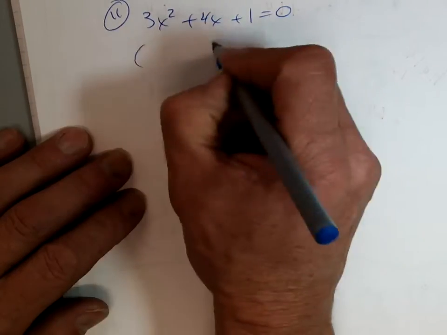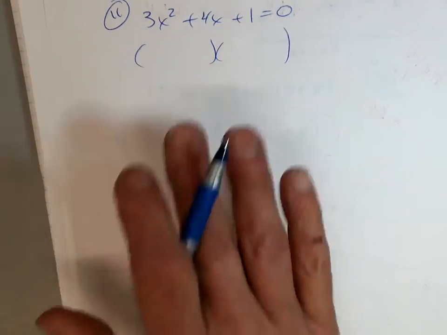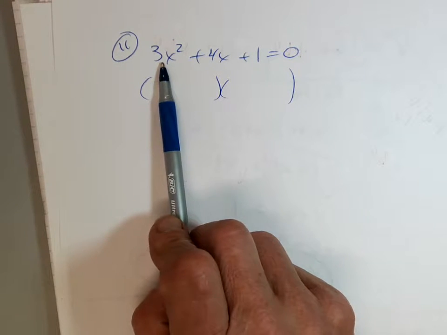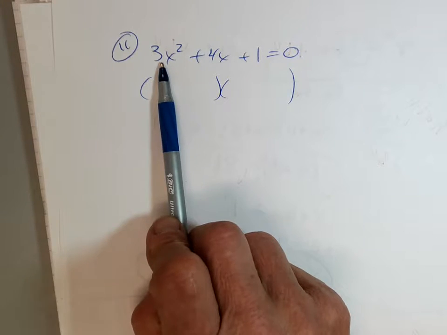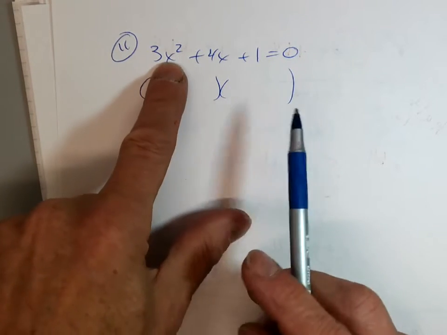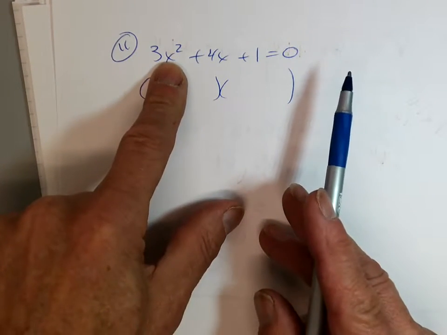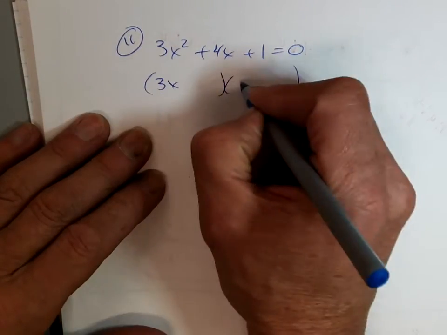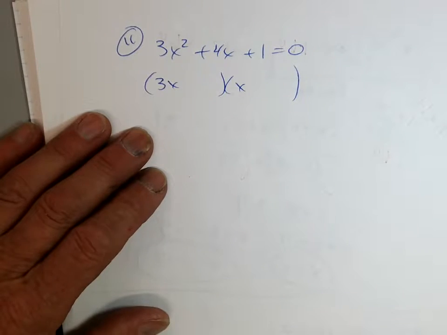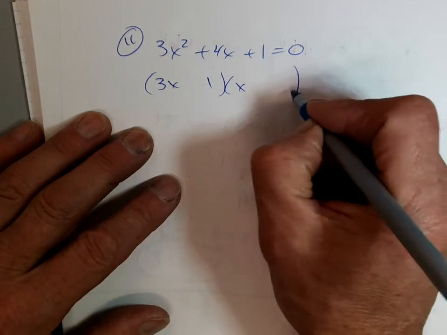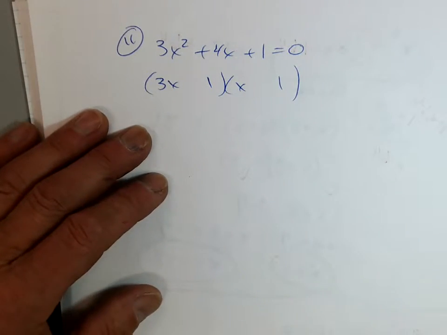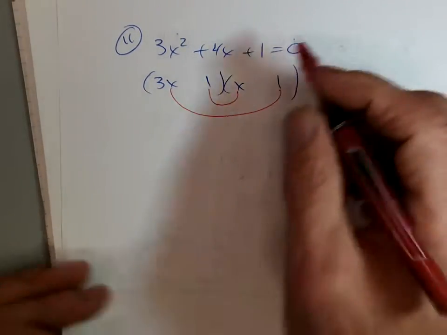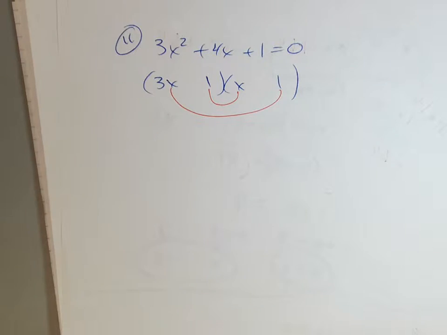Okay, now, when I factor with a leading coefficient, I'm going to have to check my middle term with a double smiley, right? So what times what makes 3x squared? 3x and x, right? What times what makes 1? 1 and 1. Where's my 4? Well, if we check with our double smiley, we should get a 1x and a 3x, which do make the positive 4x if it's plus plus.